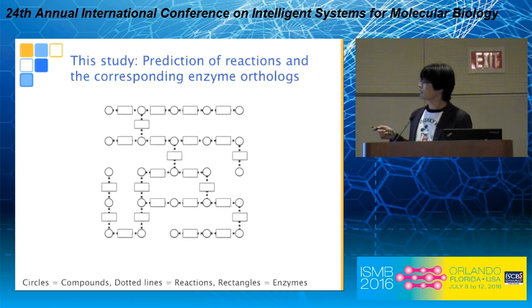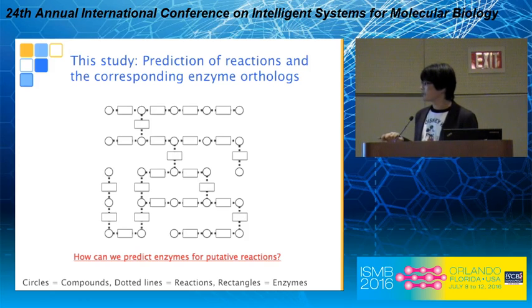Well, this study is about the prediction of reactions as well as the corresponding enzyme orthologs. Here the dotted lines represent putative reactions, and the rectangles represent enzymes that are responsible for the putative reactions. All right, and the main point is how can we predict enzymes for these putative reactions? That is the point of this study.